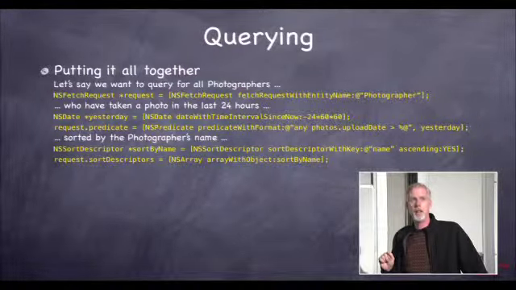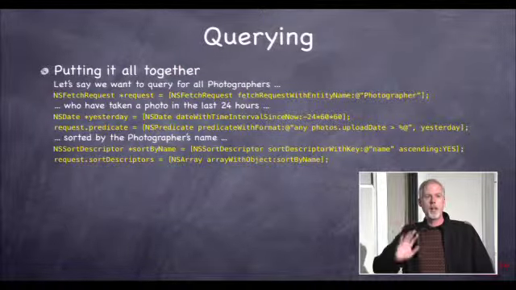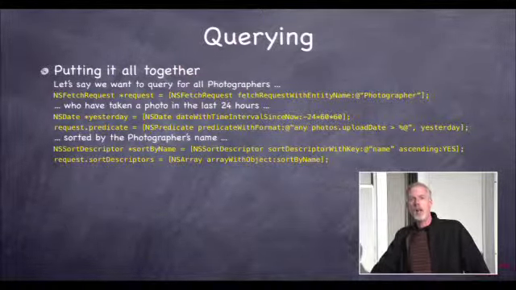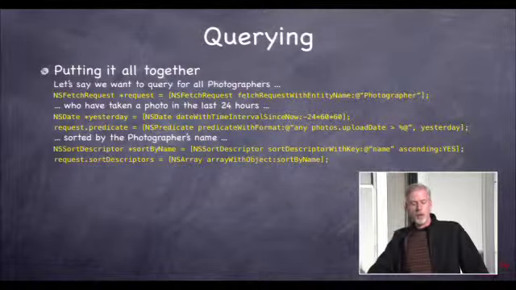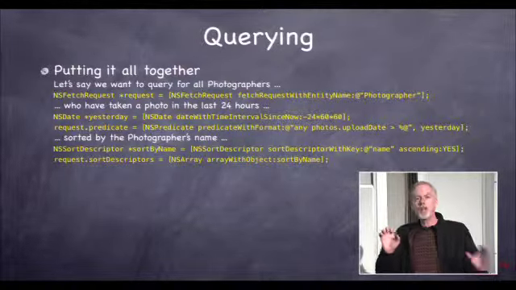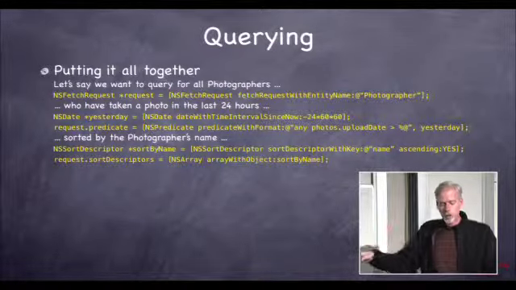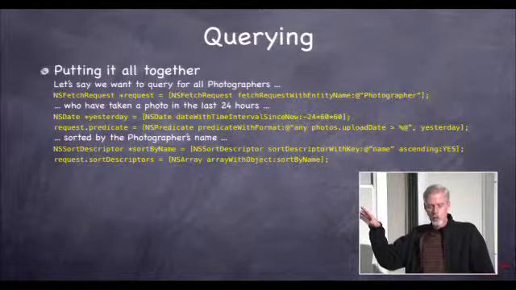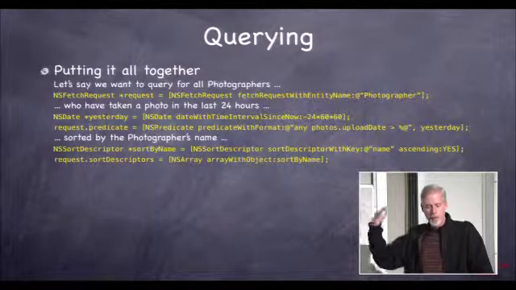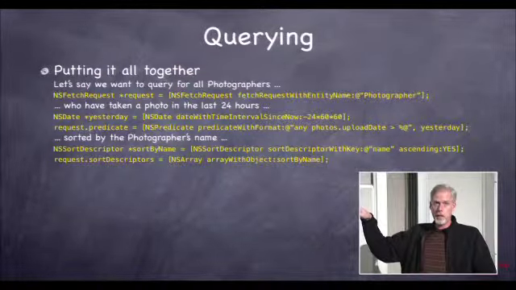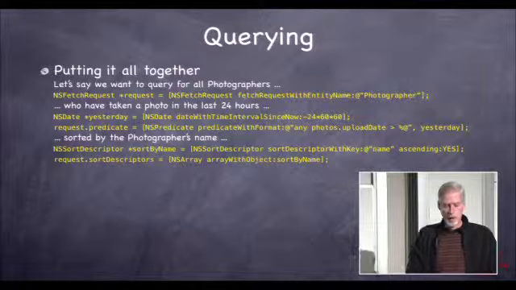Okay? Understand that predicate? So I'm looking through my photos relationship to all my photos and finding if there are any in there where the upload date is greater than yesterday, then it's going to match this photographer. And I'm querying for photographers here. Then I'm going to sort by the photographer's name by creating a sort descriptor with the key as name. And then I'm going to create an array with just one object in it, which is that sort descriptor, and set that on my request.